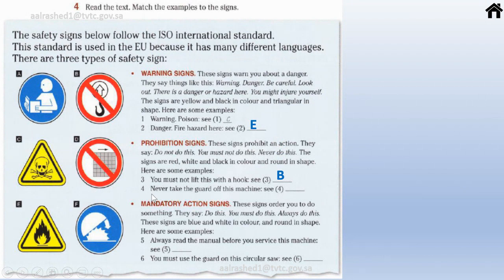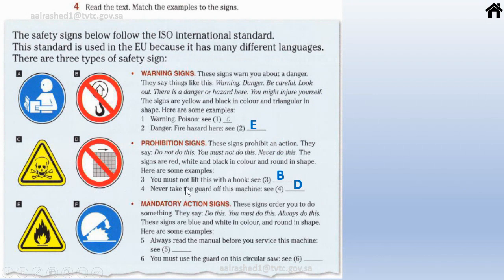Number 2, never take the guard off this machine. D. Guard, the protection for the machine.